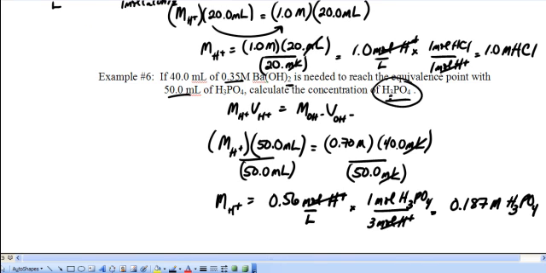H3PO4. A little more advanced, but definitely something you can do using your unit conversions. That concludes 19-4.